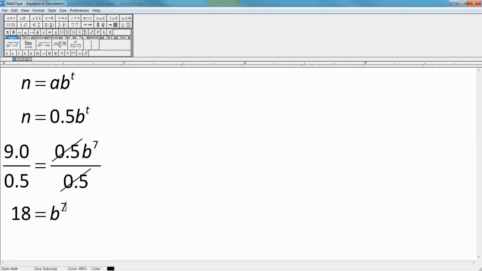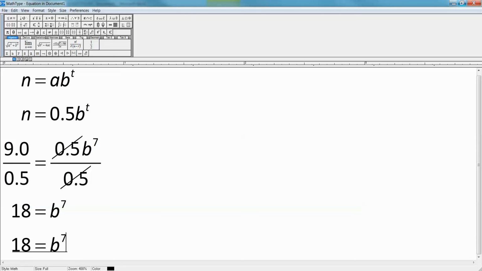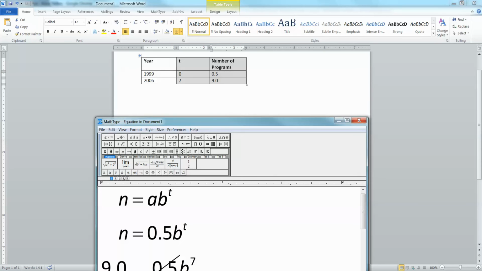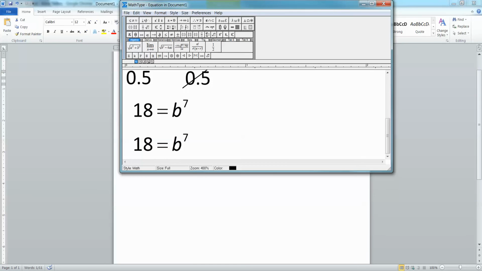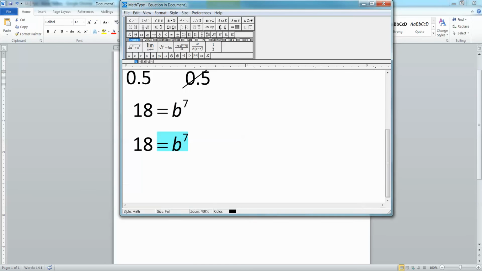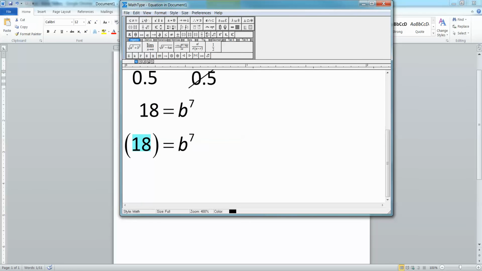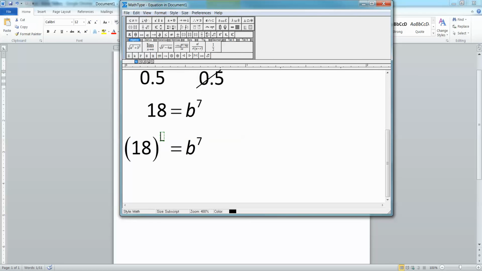All right, now I need to get rid of the 7th power. So what I'm going to do is raise both sides to a power that would make the 7 go away. So that power would be the 1/7, right? So I'm going to take the left-hand side and raise it to the 1/7.